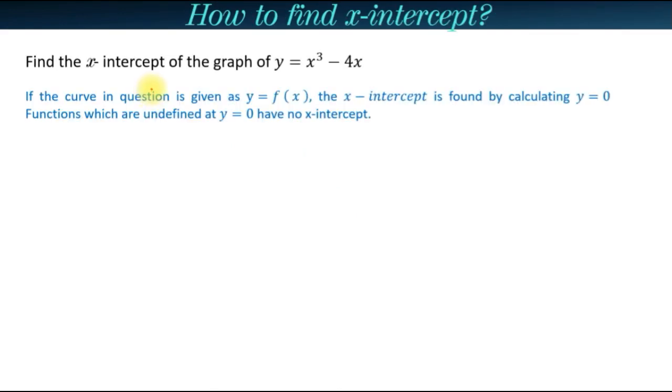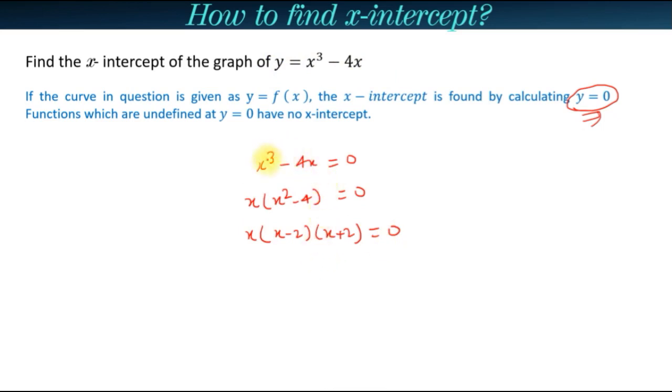Suppose we have to find the x-intercept when the graph is not given, then how can we find it? We have already seen that at the x-intercept the value of y is equal to 0. So this is the key concept. We will put y equal to 0 in this equation, then we will find the value of x.